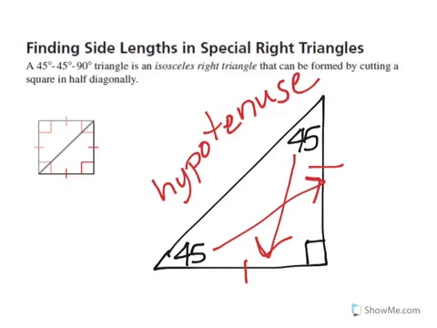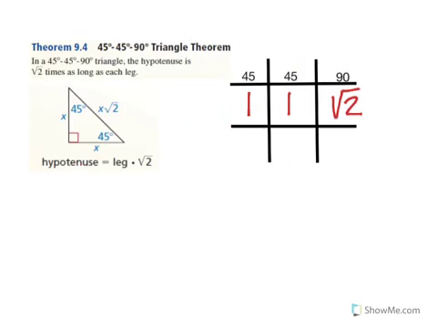We always go with the side directly across. So the hypotenuse is directly across from the 90-degree angle. Okay, there are two ways we can solve the 45, 45, 90 triangles. One way, it tells us that the hypotenuse is the leg times the square root of 2. Or we can use the tic-tac-toe board. We're going to practice both.